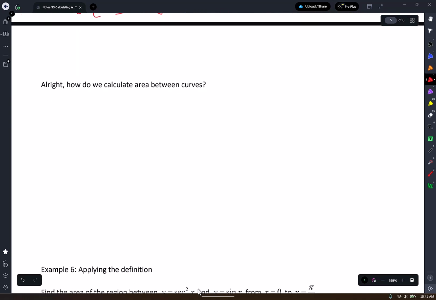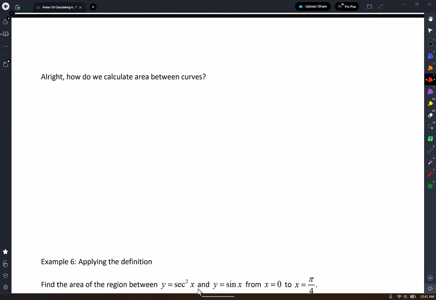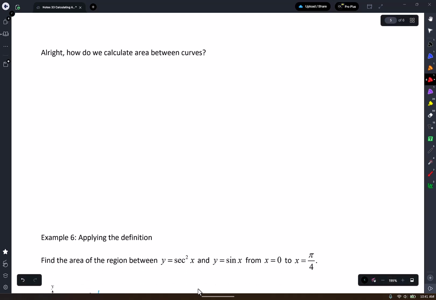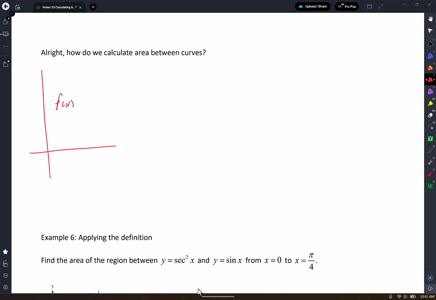The concept's pretty straightforward. It's not going to be that bad. You remember how we did it? Whenever we found the area of f, so I'm going to call this f, if I told you this was a, relax. How do we do that? We did a to b of f of x dx. Yes or no? Okay.